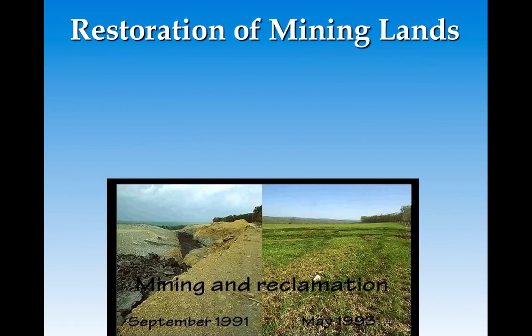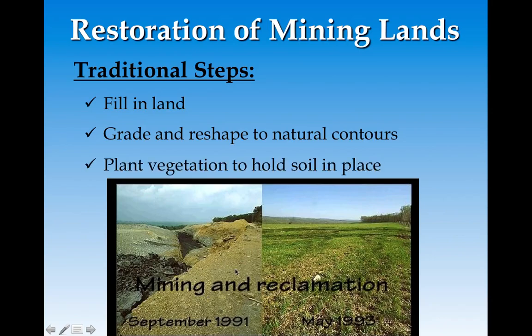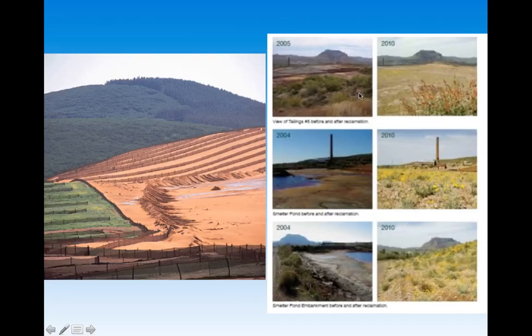And just in terms of the restoration process, we have traditional steps. So here you can see an area that was a mine and was dug for minerals, but you can restore it to an area that looks like this. So the first step is to fill in the land, and then you grade it, reshape it so it looks natural, and then you can plant vegetation to hold the soil in place and to hopefully regrow some sort of landscape there. And you can see another picture here.